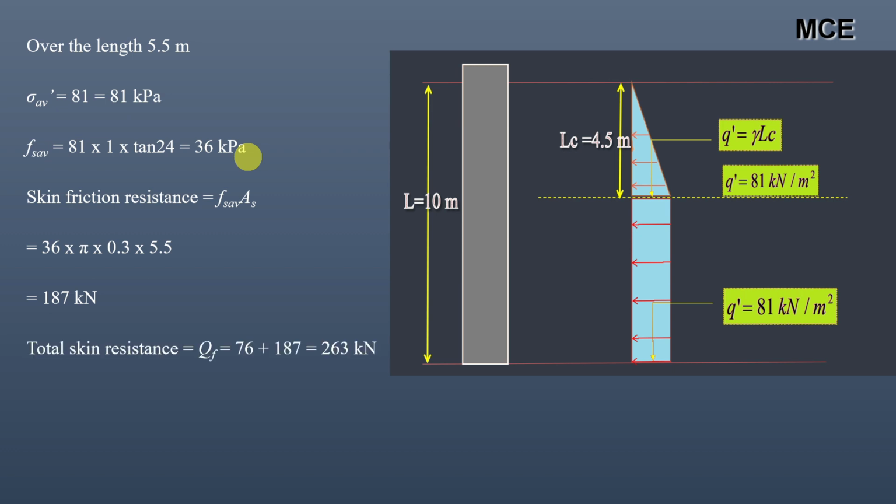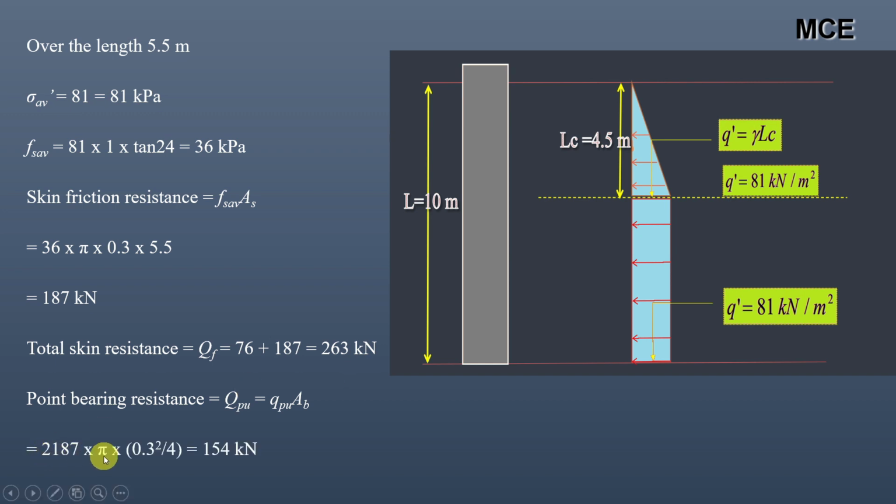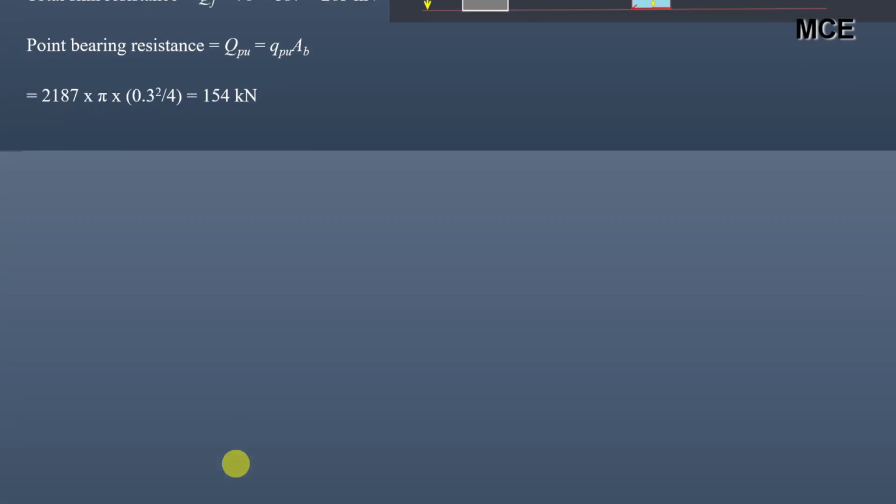Total skin friction resistance will be skin friction resistance for a length of 4.5 meter plus skin friction resistance for the length of 5.5 meter. So it will be 76 plus 187, which is 263 kilonewton. Next, point bearing resistance will be unit point bearing resistance multiplied by the cross sectional area of the pile. So it will be 2187 into pi into 0.3 squared divided by 4, which is 154 kilonewton. This will be the value of point bearing resistance.